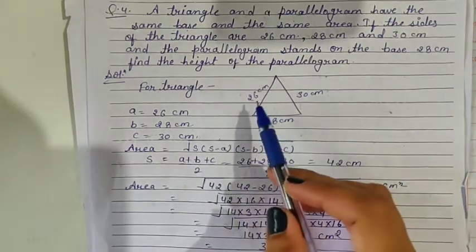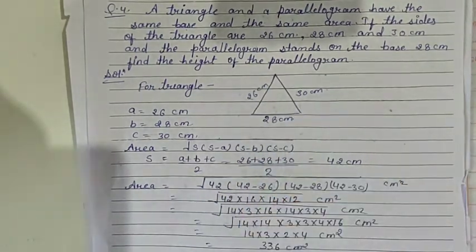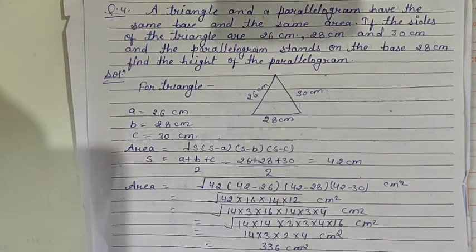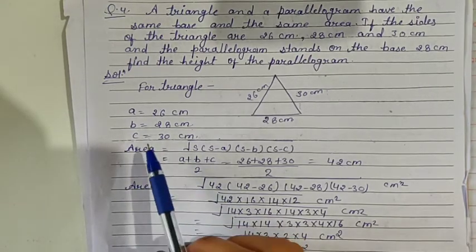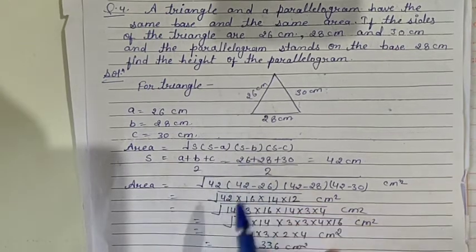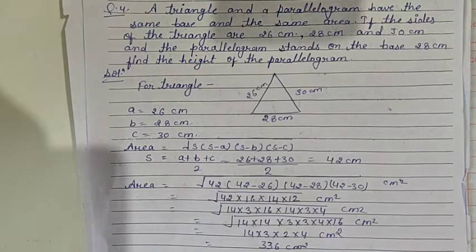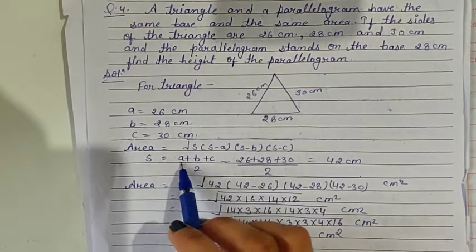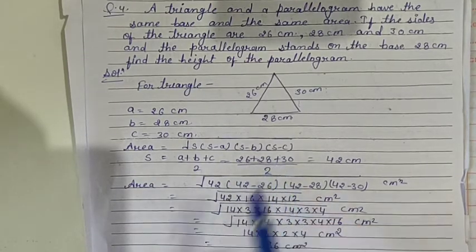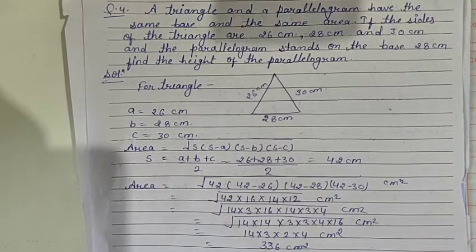For the triangle, a is equal to 26 cm, b is equal to 28 cm and c is equal to 30 cm. These sides are given in the question. So we will find its area by Heron's formula. Area is equal to square root of s into s minus a into s minus b into s minus c, where s is the semi-perimeter. So s is equal to a plus b plus c upon 2, that is equal to 26 plus 28 plus 30 upon 2, and this is equal to 42 centimeter.